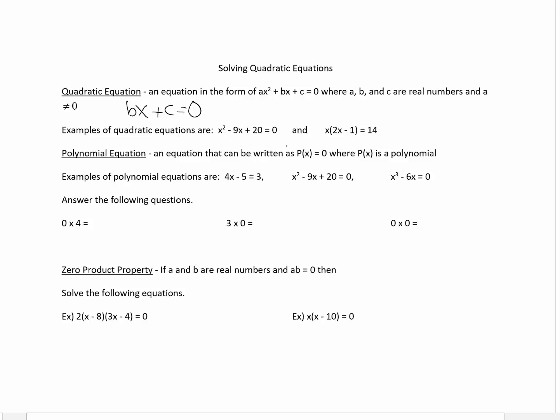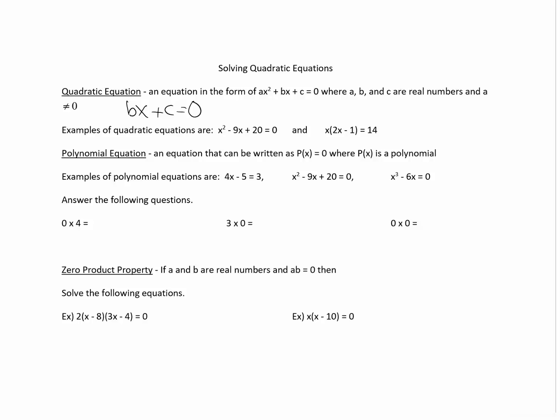All right, so I've written a couple of examples of quadratic equations. So a polynomial equation is an equation that can be written as p of x is equal to 0, where p of x is a polynomial. And I've written some examples of polynomial equations. So every quadratic equation is also a polynomial equation.